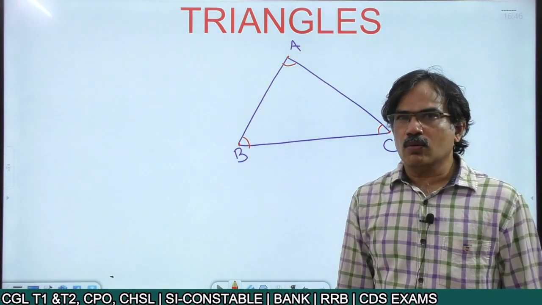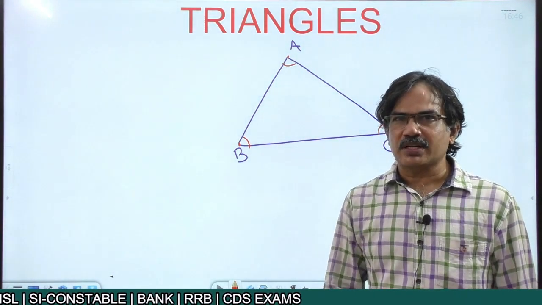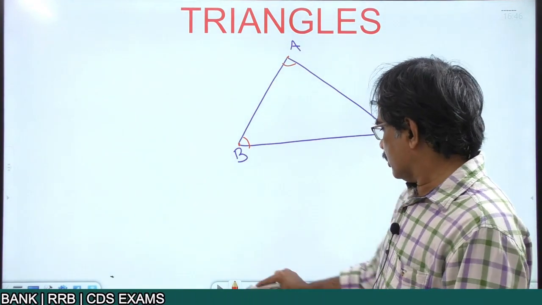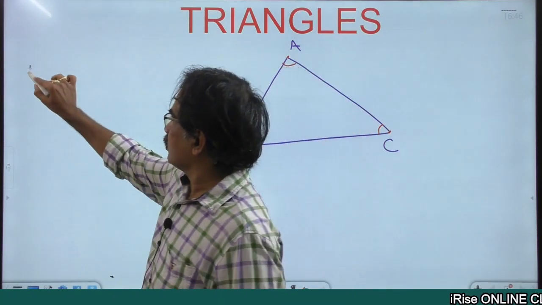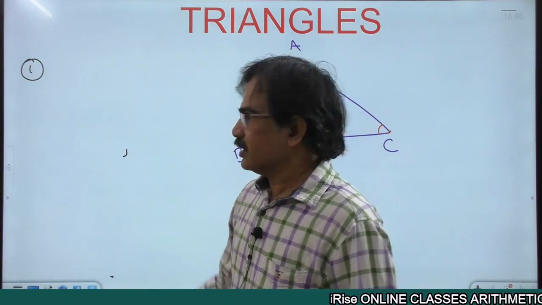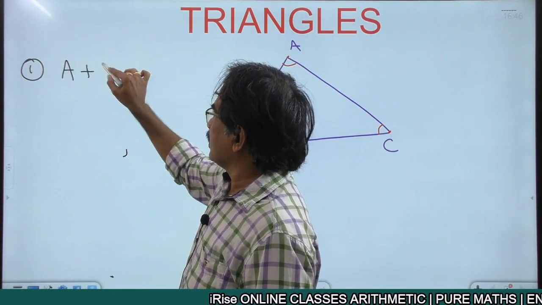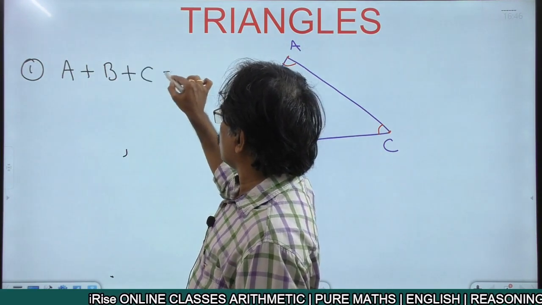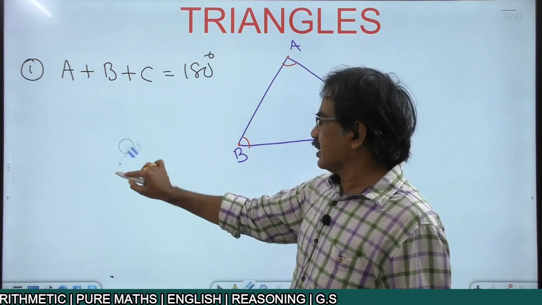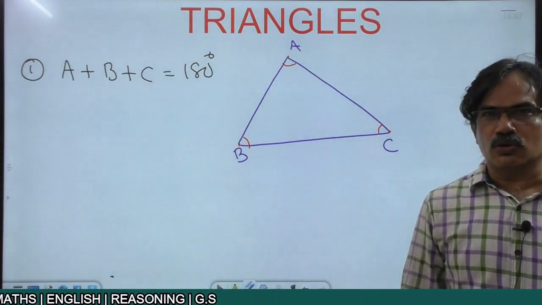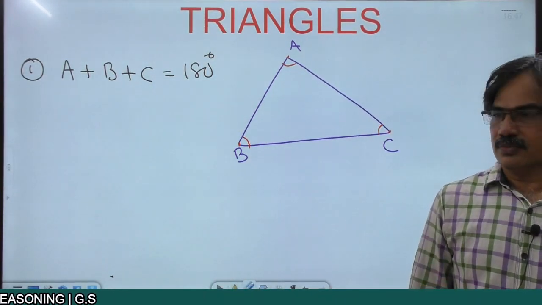Okay, then what about the basic properties of triangles? So I want to discuss one by one. The first property is the sum of interior angles of a triangle is equal to 180 degrees.